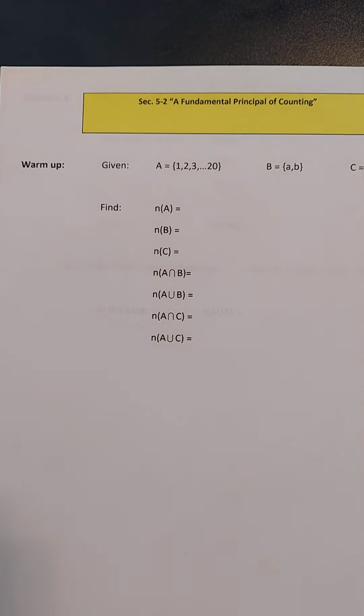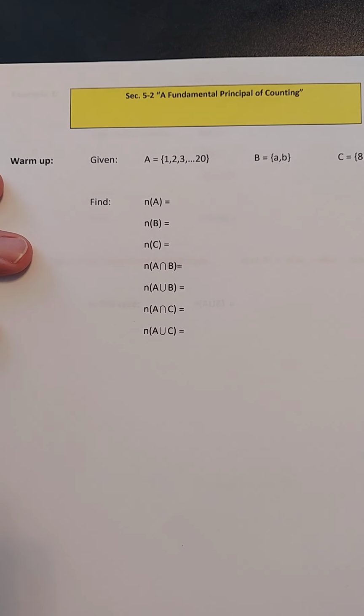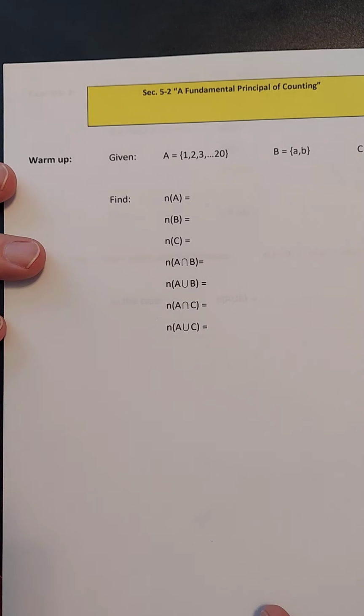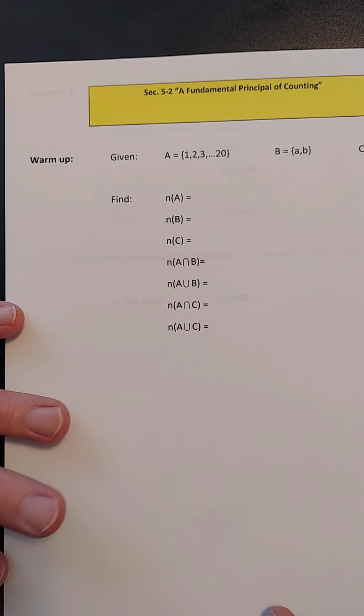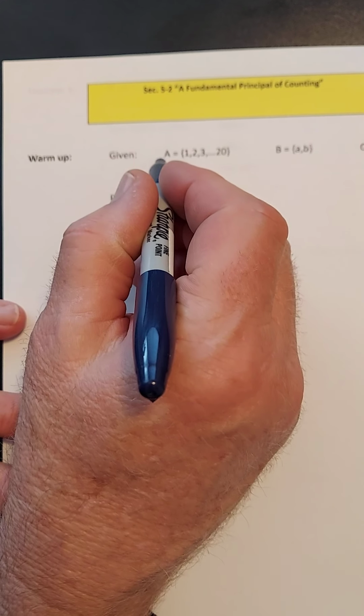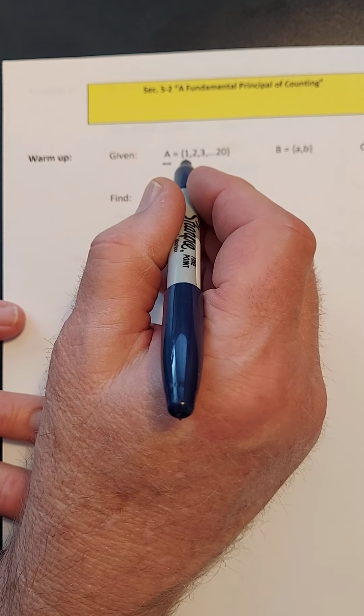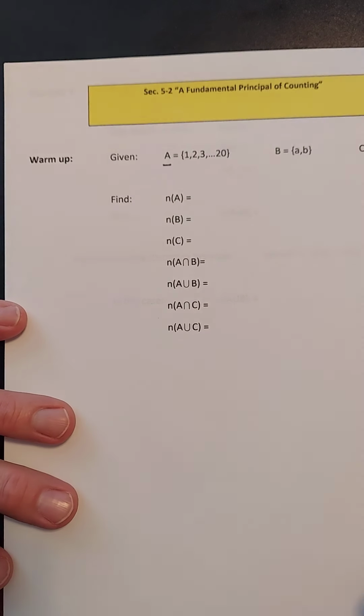Okay, gang, we're back. This will be section 5.2, finite math. This is called a fundamental principle of counting. And I'm going to start off with a warm-up problem. I'm going to give you three sets. Set A is a set whose elements are 1, 2, 3, and so on, all the way up to 20.